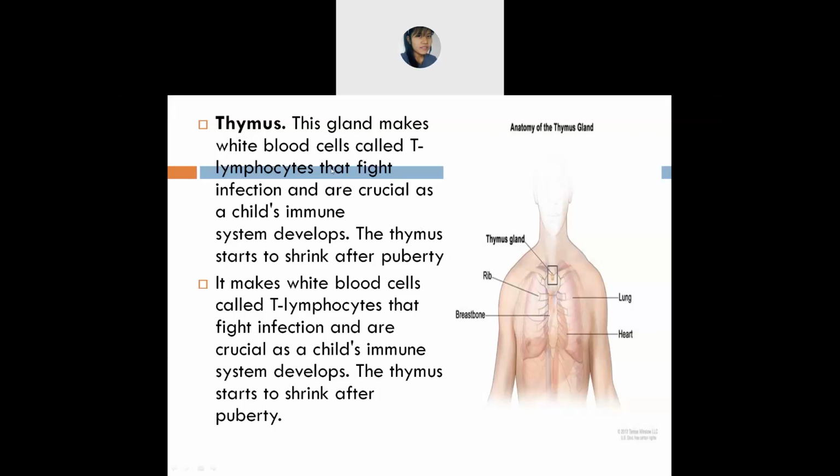These T lymphocytes fight against infection and are crucial as the child's immune system develops. You will see this development during childhood itself, as these T lymphocytes develop. But after puberty, the thymus starts to shrink. It starts to go down after puberty.